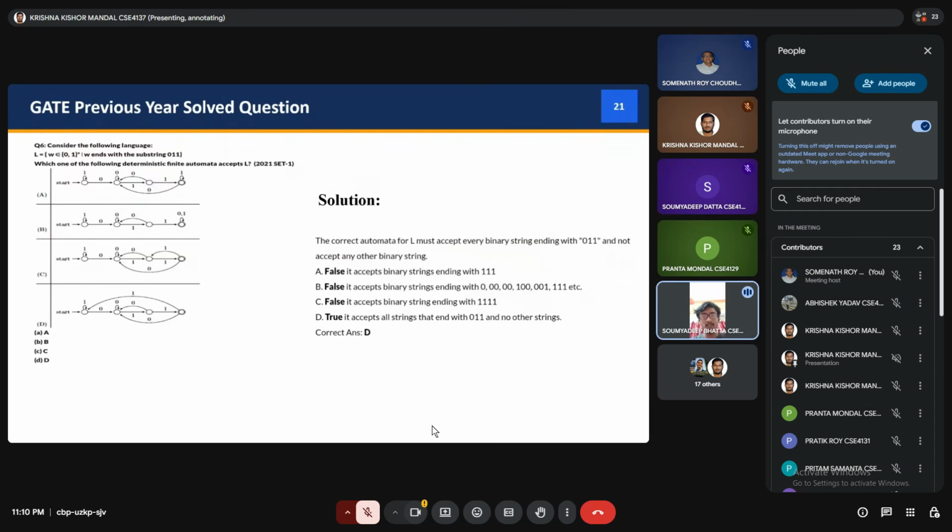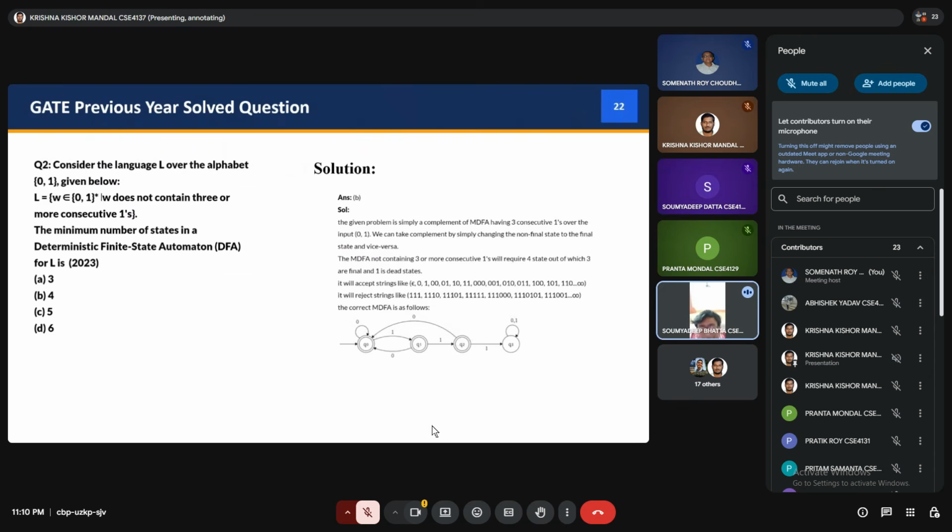Option A is wrong because it accepts strings ending with 111, not 011. Option B is also wrong because it accepts many strings not ending in 011. Option C even accepts strings like 1111. And option D is true because it accepts only those strings ending with 011. So option D is correct.